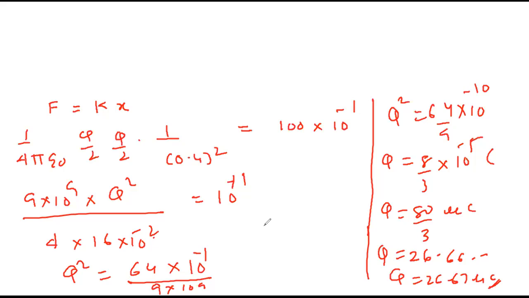So done. 49. Electric field inside spherical shell. What do you mean by shell? Hollow sphere or solid sphere? Hollow sphere. So intensity at any point inside hollow sphere is always 0. So 49, 0. A option.